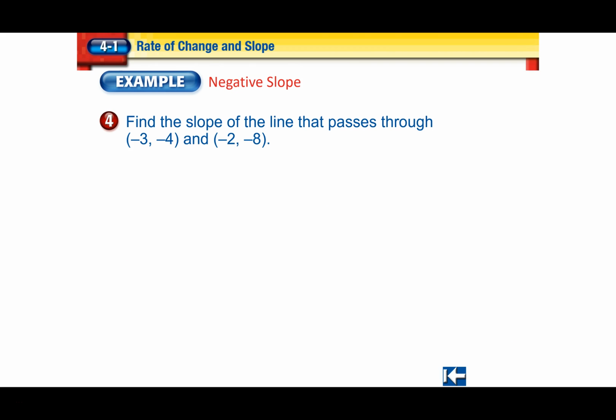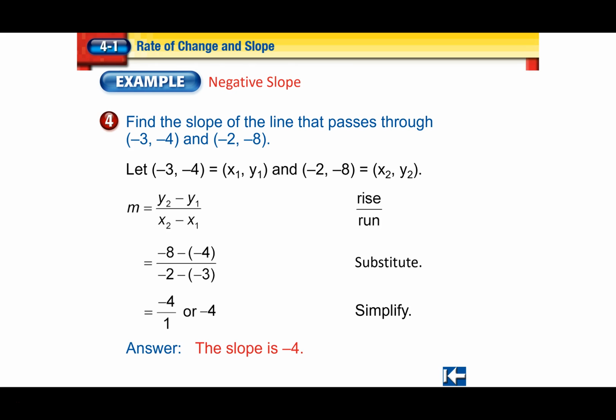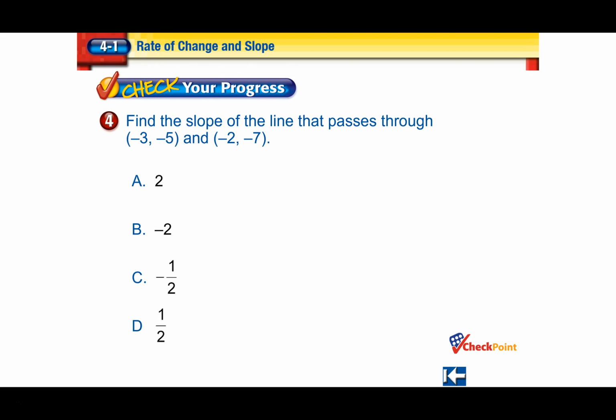All right, a negative slope. Find the slope that goes through these. So we're going to use the same formula, same concept. We're going to label them out, x1, y1, x2, y2. We're going to use our formula, substitute them in, and do some math here. So it comes out to -4 over 1 or -4. Same concept here. Go.